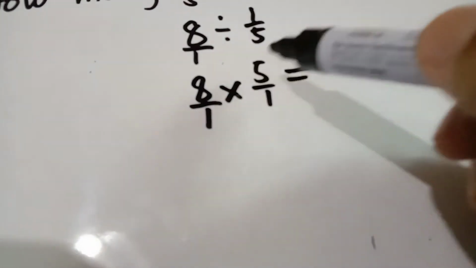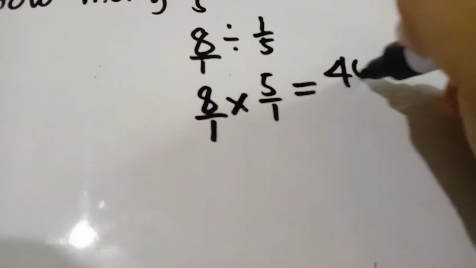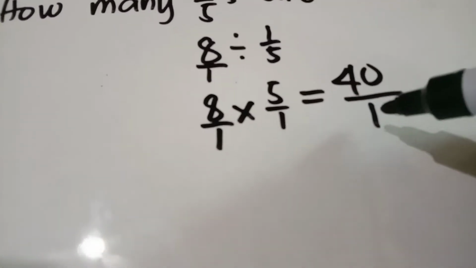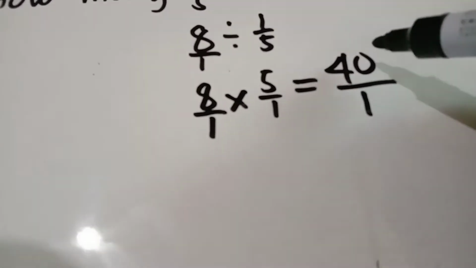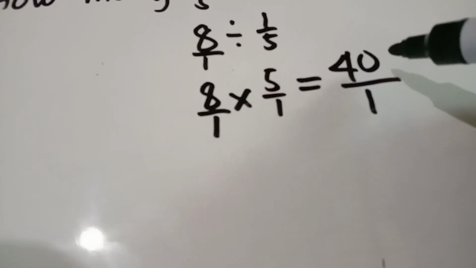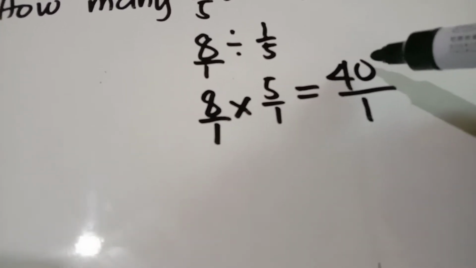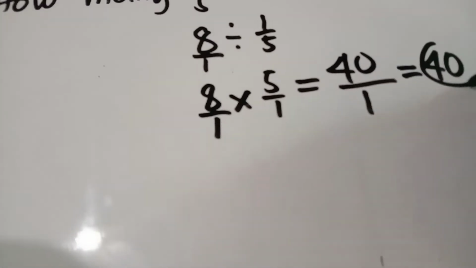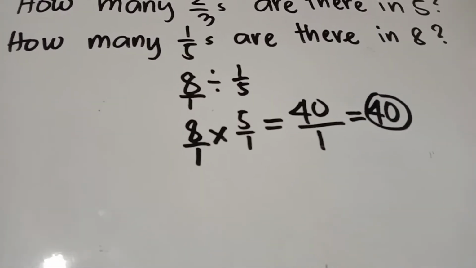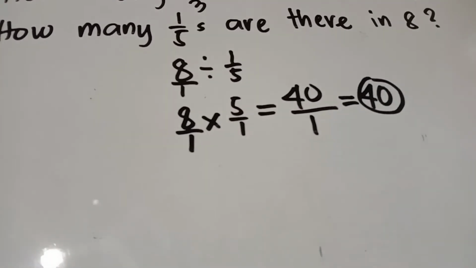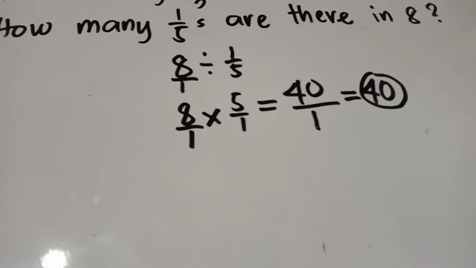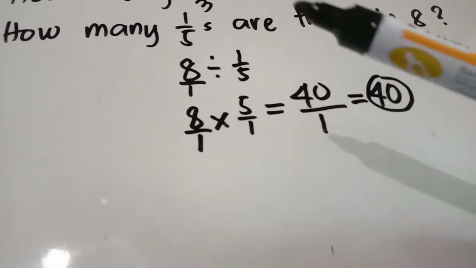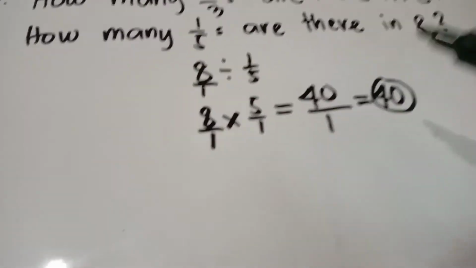Okay, so 8 times 5, that is equal to 40. 1 times 1, that is equal to 1. Okay, now 40 over 1, let's try to check. This is an improper fraction. So let's divide 40 divided by 1, that is equal to 40. So the answer here is 40. Okay, the answer is 40. The quotient of 8 and 1/5 is 40.